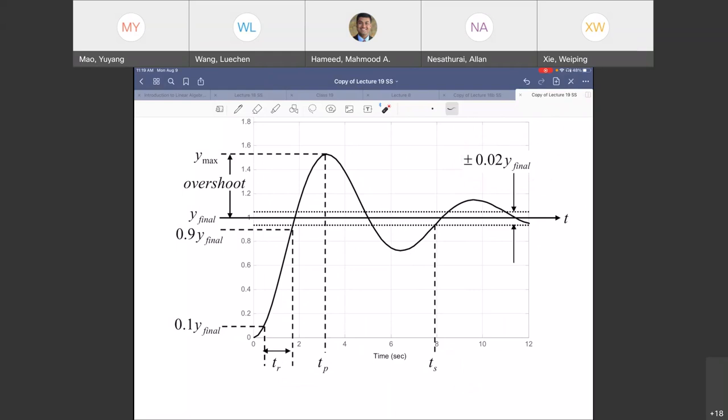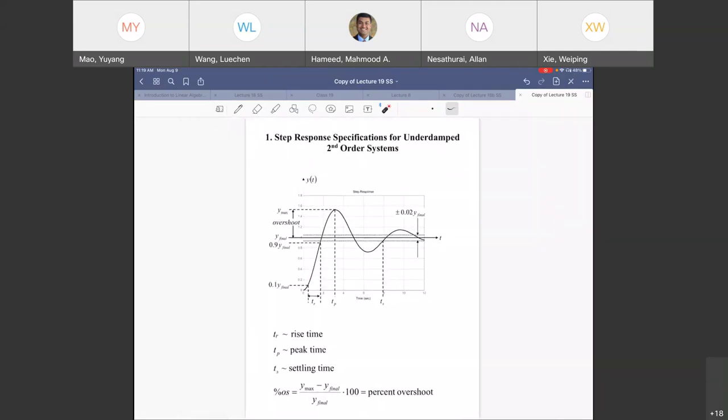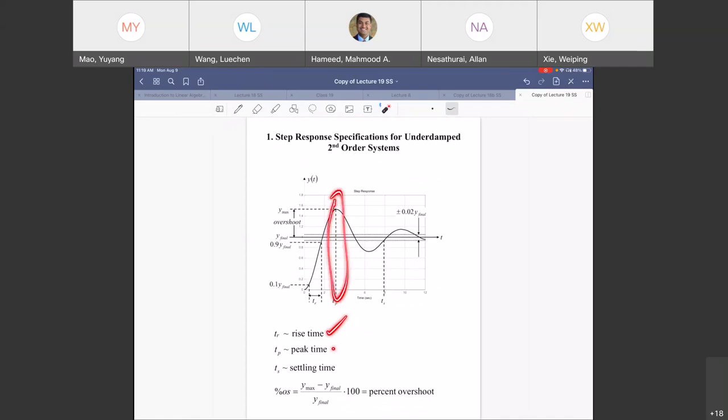The way you derive the settling time is not by looking at the exact response, but by looking at the exponential decay here, like that. You look at the time at which it goes to 2% of the final value, and you pick that as the settling time. So that's your rise time. Peak time is right there. Settling time is the time after which it is always going to be plus or minus 2% of the final value. And then percentage overshoot is the overshoot as a percentage of the final value: Y max minus Y final, divided by Y final.